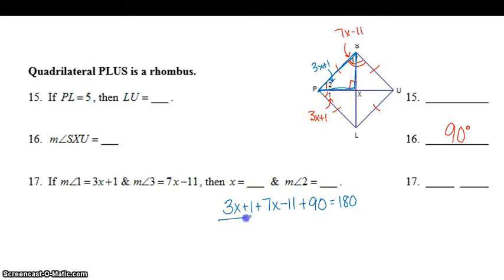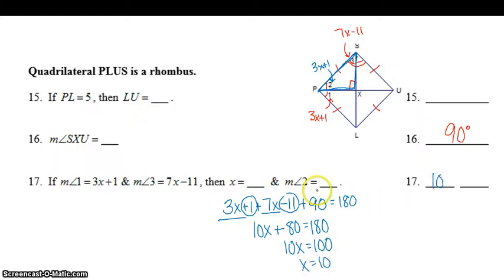So I'm going to combine like terms. I've got 10x. 1 minus 11 is negative 10 plus 90 is 80 equals 180. And then if I subtract 80, so 10x equals 100. Divide by 10, x is 10. So that's my first blank. Then I need to find the measure of angle 2. Well, we know angle 2 and angle 1 are the same. So I'll do 3 times 10 plus 1, which is 31 degrees. Okay? All right, so that's the rhombus.